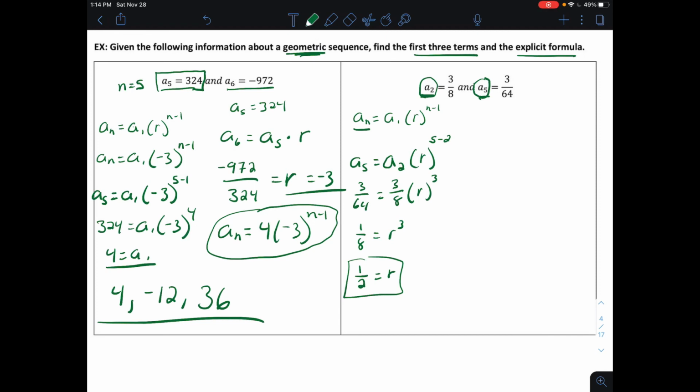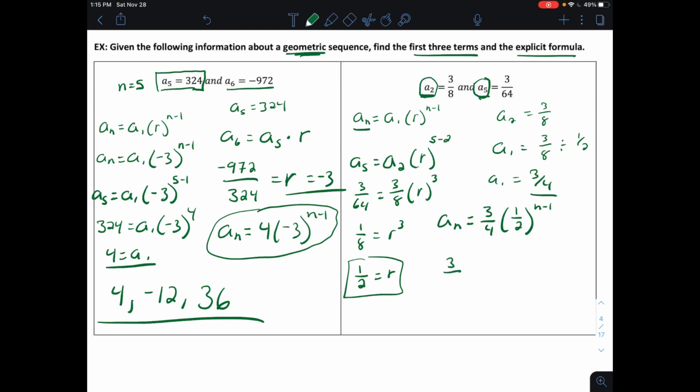Now we can go through and find our first term. Well, if I know that a_2 is equal to 3 over 8, I had to multiply a_1 by 1/2 to get there. So if I take 3/8 and divide it by 1/2, I can go backwards. And so that means a_1 was 3/4. And so our explicitly defined function would be a_n is equal to 3/4 times 1/2 raised to the n minus 1 power.